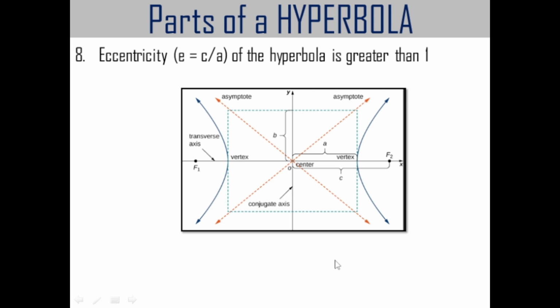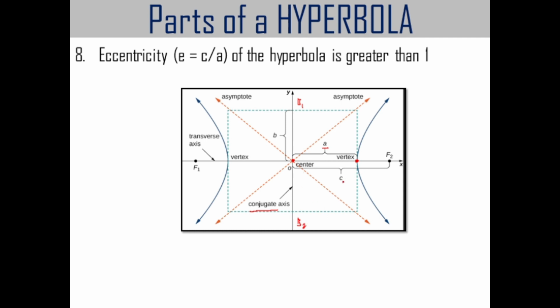Let's go back to our parts. Our a is from the center to one of the vertices. It can be here, it can be here. That is the small a. This b, we can see on our conjugate axis. From the center to b sub 1 or b sub 2, that can be its distance.